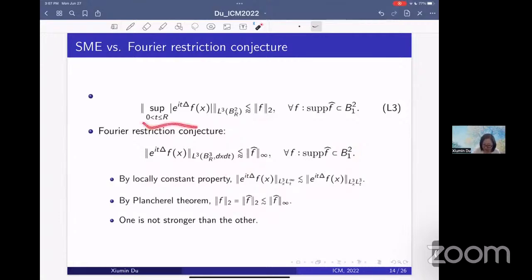So far, we have proved the L3 Schrödinger maximum estimate. However, the Fourier restriction conjecture still seems far out of reach.